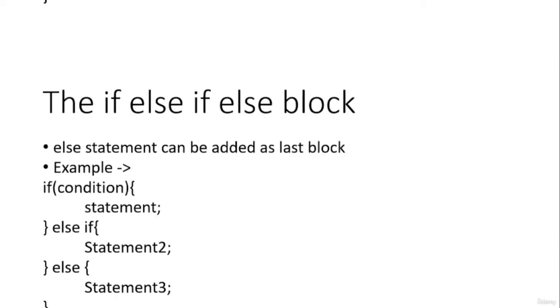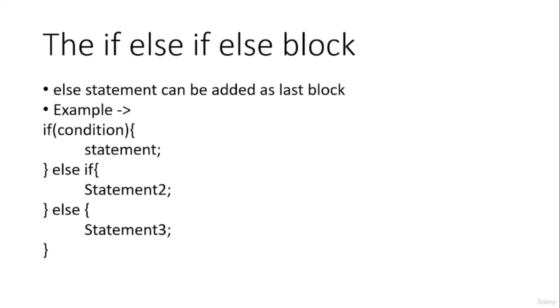Next is the if, else if, else block. In this case, the if block will be continued with an else if block, and at the very end we will put an else block to negate all the conditions. If all the previous conditions fail, then it will go to the else condition. This is how the structure of else if will look.